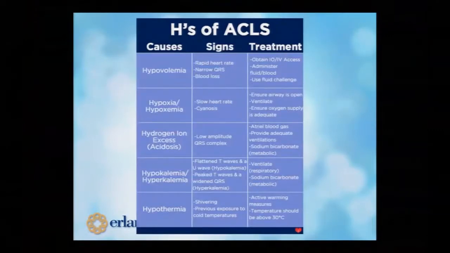So the H causes of ACLS include hypovolemia. This can be due to hemorrhagic shock, potentially blood loss. Maybe they just came out of surgery. Maybe they have a massive GI bleed. Hypoxia or hypoxemia: they have a mucus plug in their airway, or some other acute pulmonary event that causes them to not have adequate oxygenation.